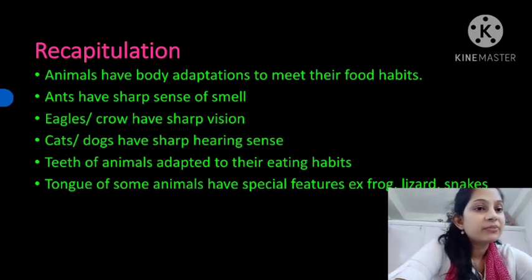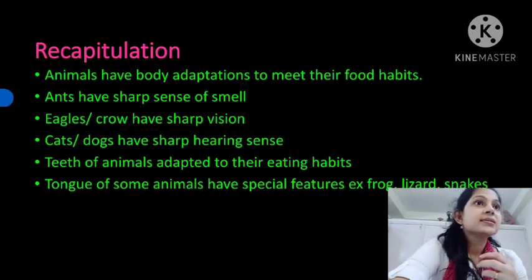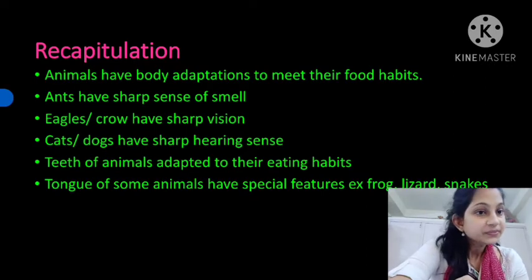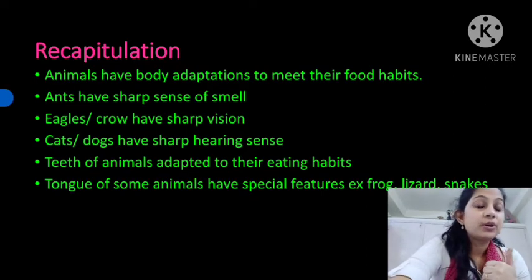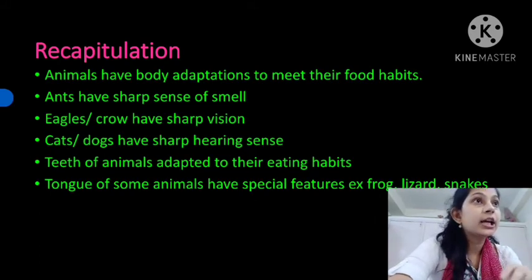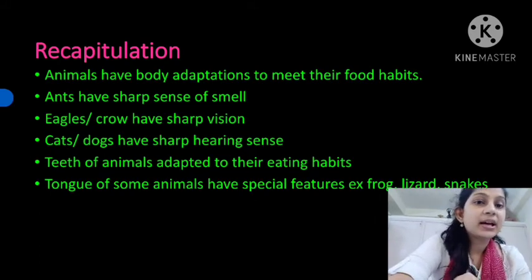And apart from that, in our previous live class we discussed various adaptations. These different animals have some special body characteristics which make them able to fulfill their need for food. We talked about ants, that they have a very sharp sense of smell. Then I showed you a picture of an eagle, and how sharp their vision is. From miles away they can search for food. If it is present there, they can see it and capture it.